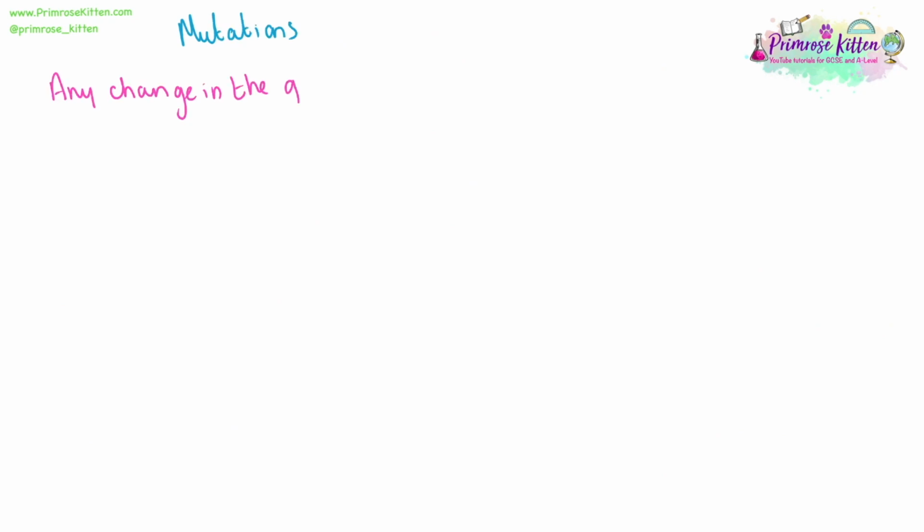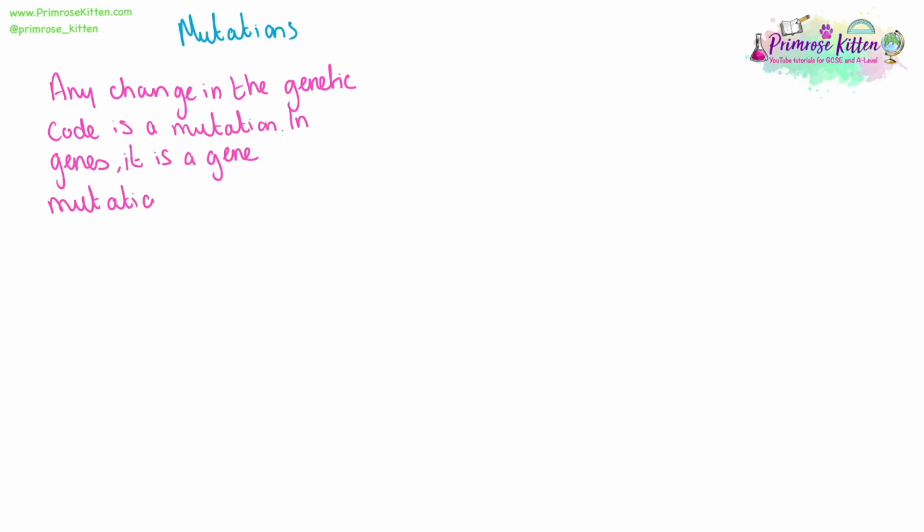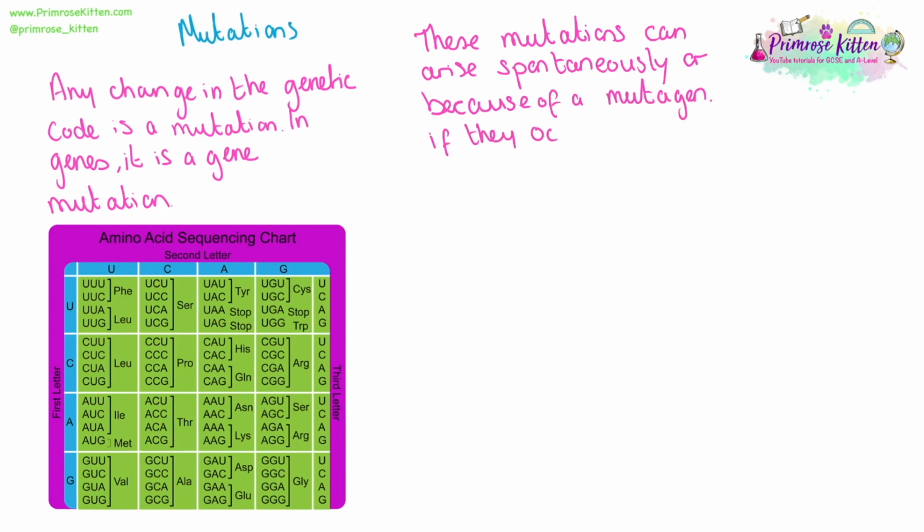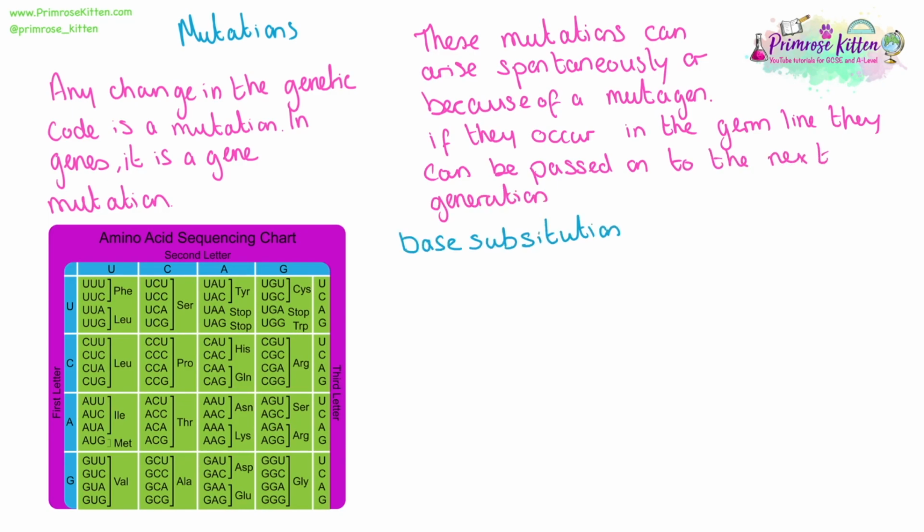Any change in the genetic code is a mutation. If it happens in genes, it is a gene mutation. These mutations can arrive spontaneously or because of mutagens. If they occur in the germline, they can be passed on to the next generation. One example is base substitutions.